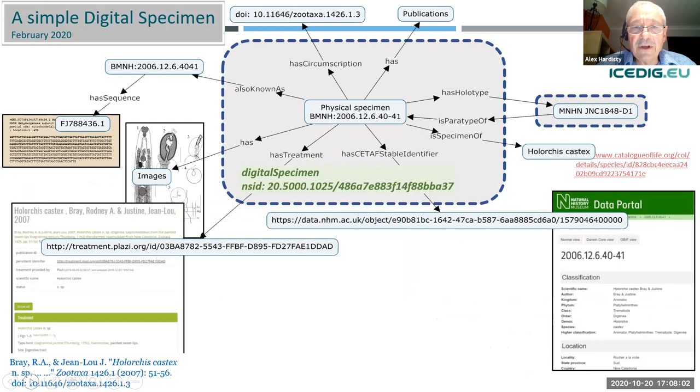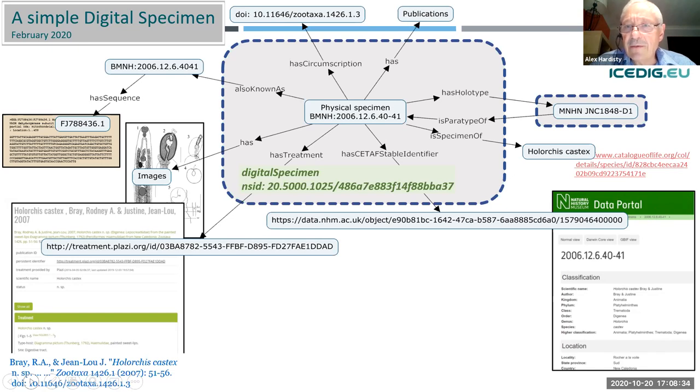Here's a simple example of a digital specimen. At the center in the top, you can see a physical specimen which has the identifier BMNH 2006-12-6-40-41. And you can see on the right another physical specimen with the identifier MNHN-JNC-1848-D1, which sits in the Paris Museum. First one is in the London Museum. One is a holotype of the other, and the other is the paratype.